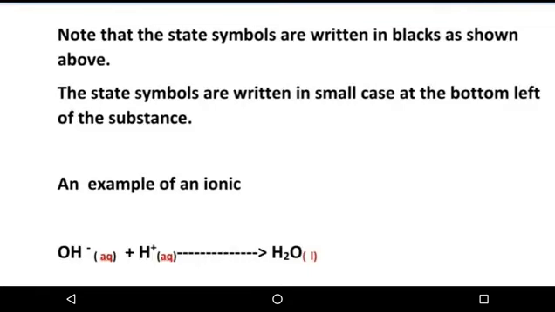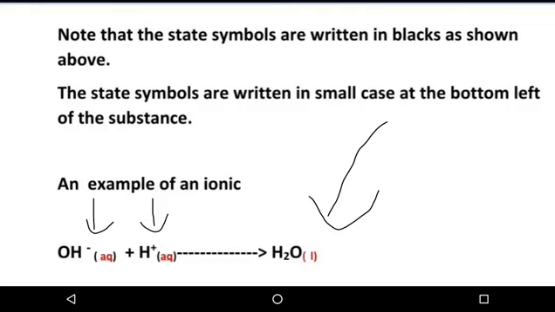The one down there is an example of an ionic equation showing us how the state symbols have been put and how the ions have been described. You see that the first one here is the hydroxide ion with a negative charge there. Also we have the hydrogen ion with a positive charge there. Now, water itself, which is a liquid, has no symbol for an ion because it is not an ion anymore.